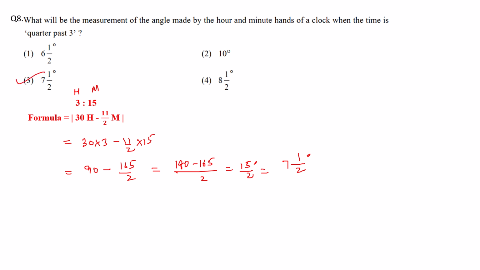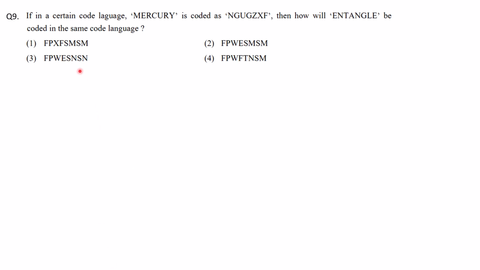So you have to remember this formula always, and here mod is there. Sometimes it may happen that you may get answer in negative. So you have to ignore the negative sign. Okay. So now moving to question number 9. Now question number 9 is, if in a certain code language mercury is coded as this, then how will entangle be coded in the same code language? Okay, so for these type of question, it is always good to have all the alphabets written on the side.